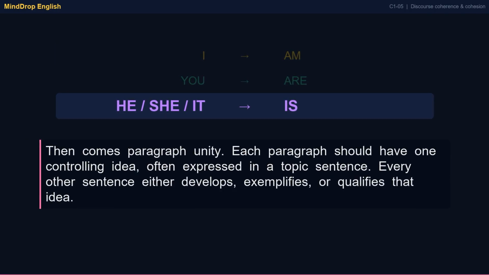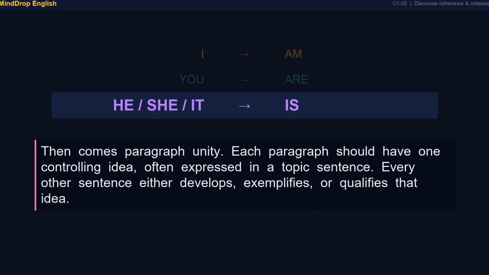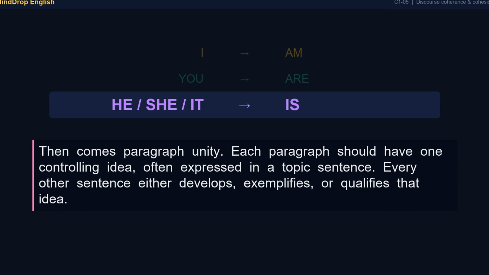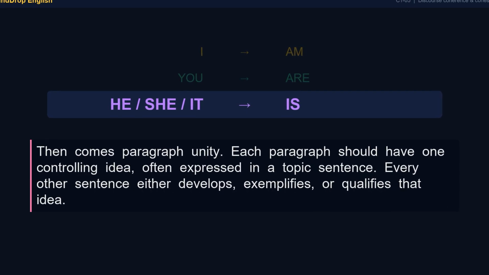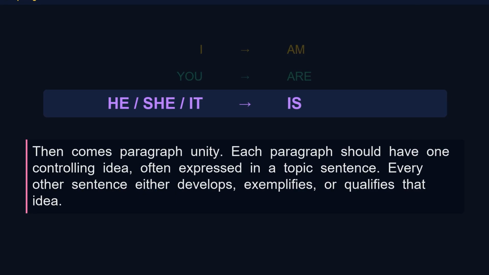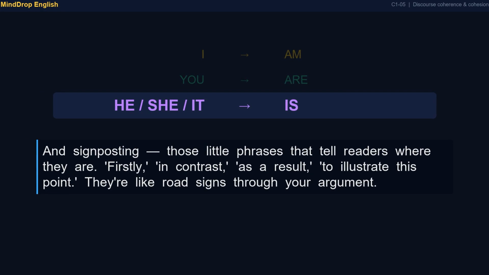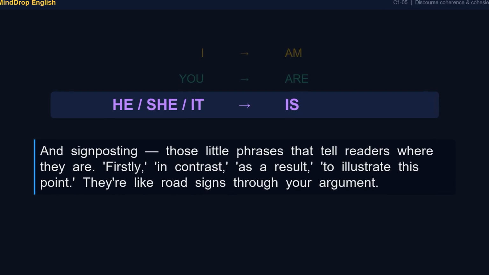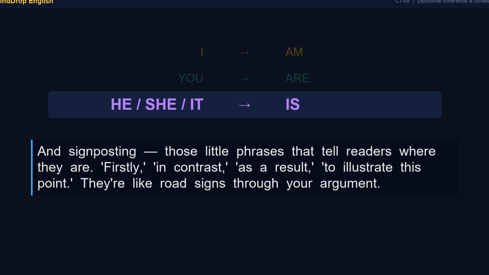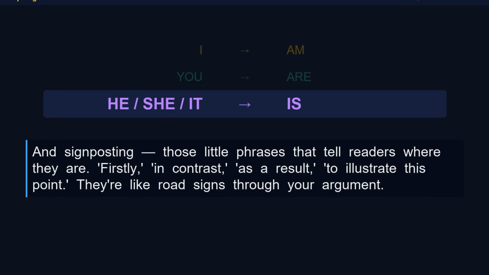Then comes paragraph unity. Each paragraph should have one controlling idea, often expressed in a topic sentence. Every other sentence either develops, exemplifies, or qualifies that idea. And signposting. Those little phrases that tell readers where they are. Firstly, in contrast, as a result, to illustrate this point. They're like road signs through your argument.